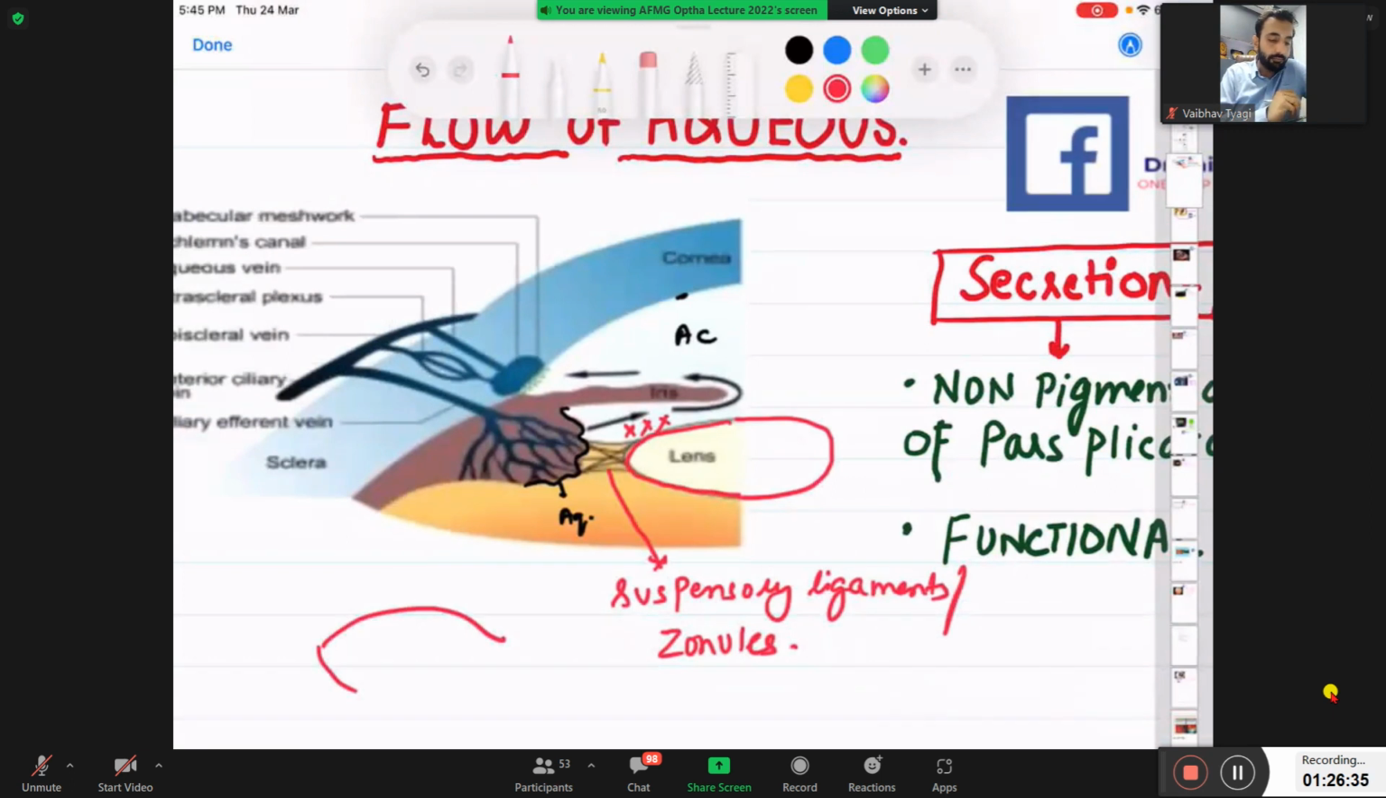This is the main concern here. So this is our normal biconvex lens, right? So the lens is biconvex in shape. This is the anterior curvature. Just understand, okay? Don't write anything. I'll give you the notes.